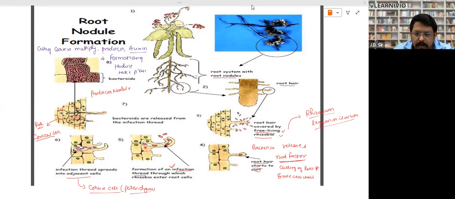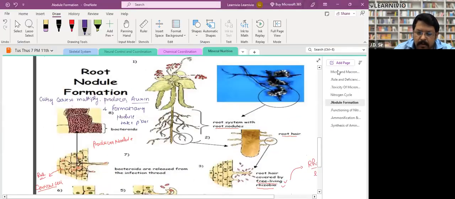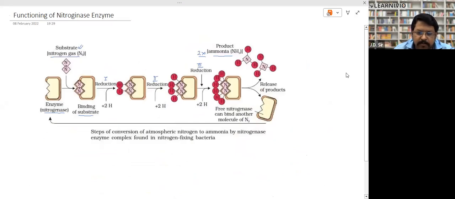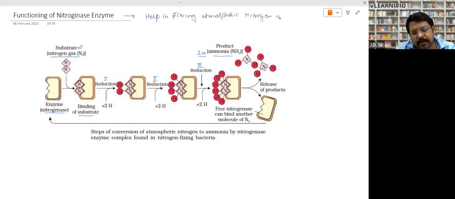Then the next one. This is also very important, and you must have gone through it. Look, there is an enzyme found in these bacteria, and the name of this enzyme is nitrogenase enzyme, right? What is the function of nitrogenase enzyme? It helps in fixing atmospheric nitrogen in bacteria.